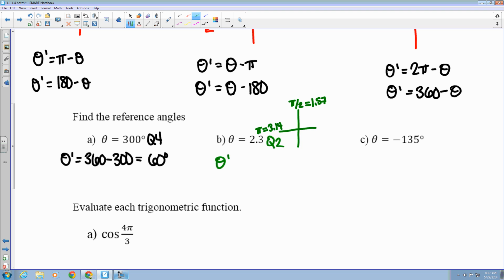So to find theta prime, I'm going to take pi and subtract off my angle, and you get about 0.8416.